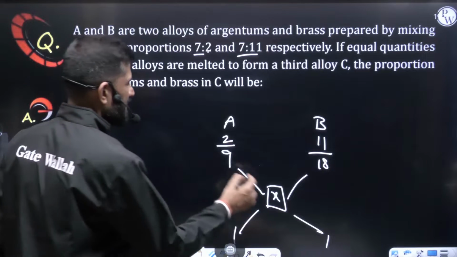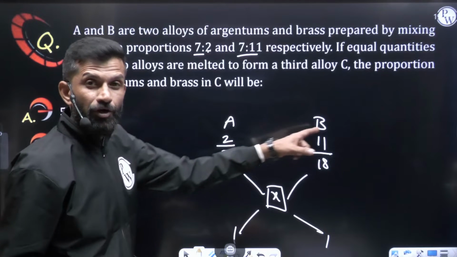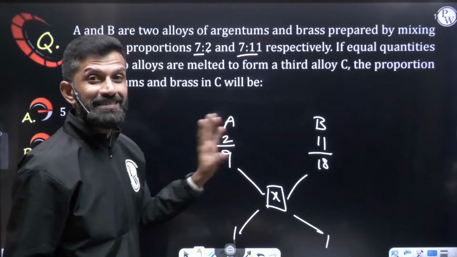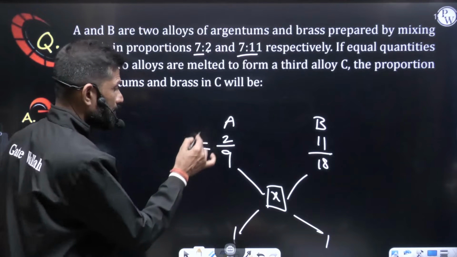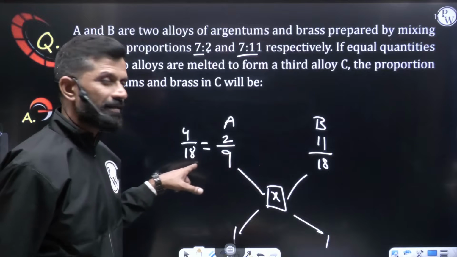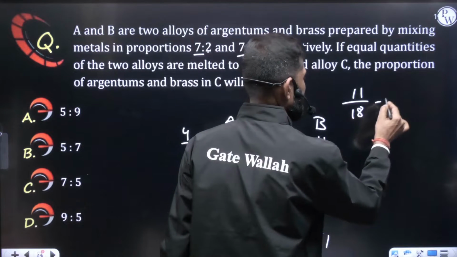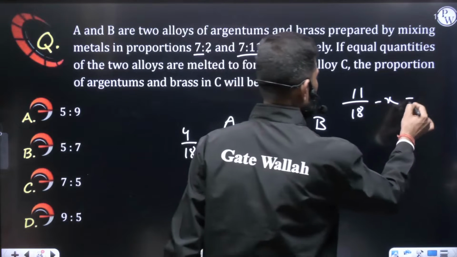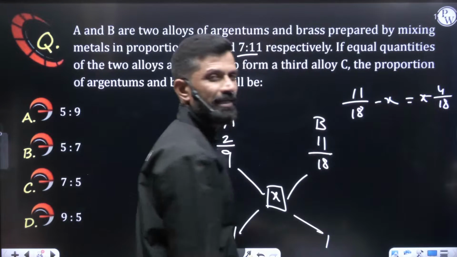Here you have to check which is the dearer one, because we have to go for dearer minus mean and mean minus cheaper. So let us make this also as 18. Multiply 2 in numerator and denominator, this can be written as 4/18. Now which is dearer? This is dearer. So I can say 11/18 minus X should be equal to X minus 4/18, because it should be in the ratio of 1:1.